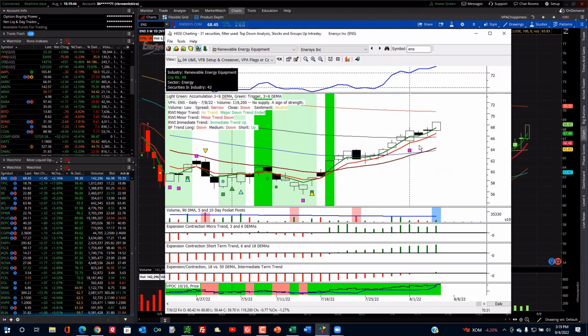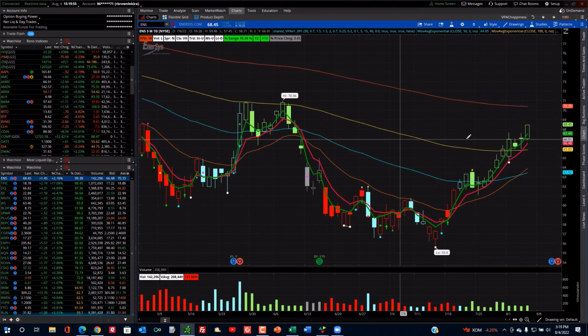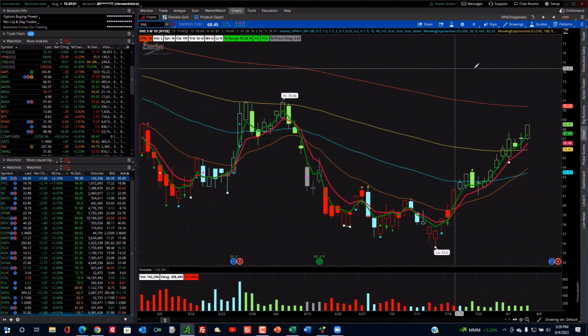This chart may seem like it has a lot going on. It does have a lot going on, but it's really helpful. It's good stuff. Okay, I want to go in here and show you some other things. I'll just stay with this chart.